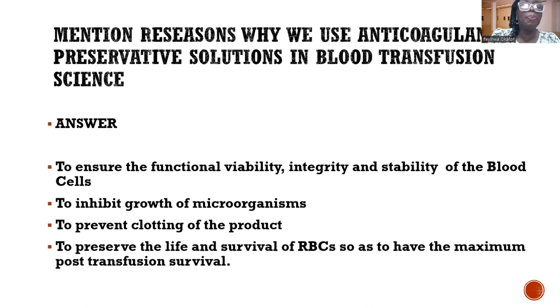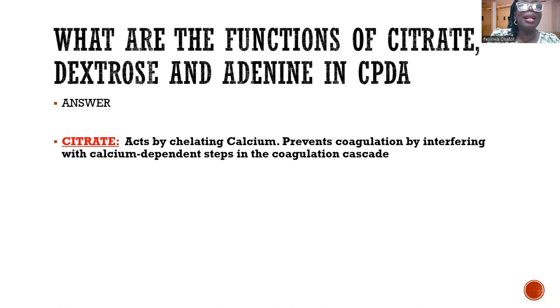What are the functions of citrate, dextrose and adenine in CPDA? CPDA is an anticoagulant used in blood transfusion science. Answer. Citrate acts by chelating calcium. Citrate helps to prevent clotting of blood by chelating calcium. It prevents coagulation by interfering with calcium-dependent steps in the coagulation cascade. So the work of citrate in CPDA is that it chelates calcium and in doing so, prevents blood from clotting.